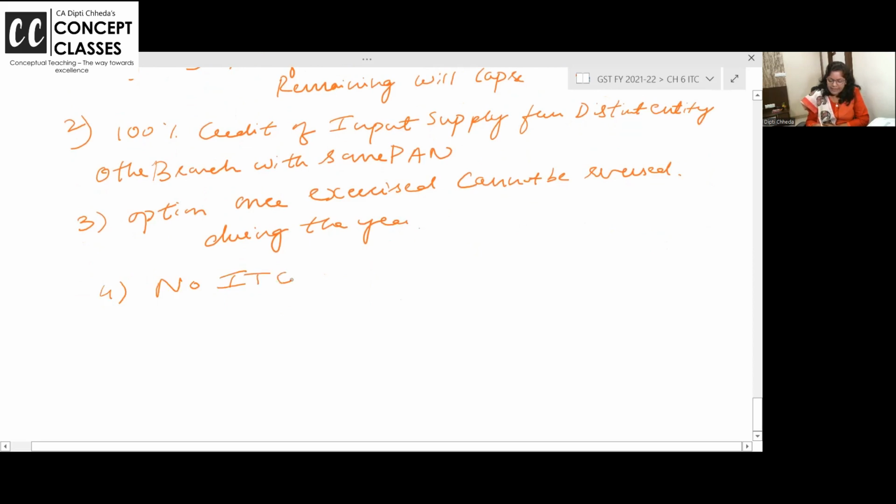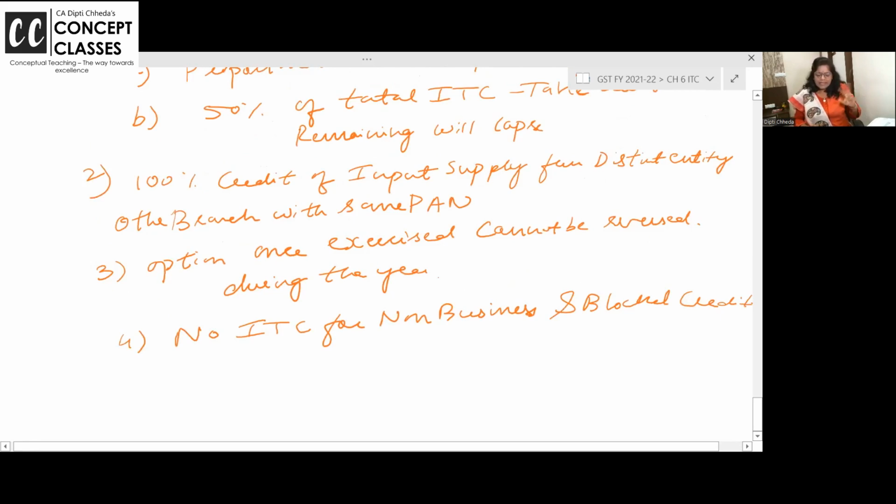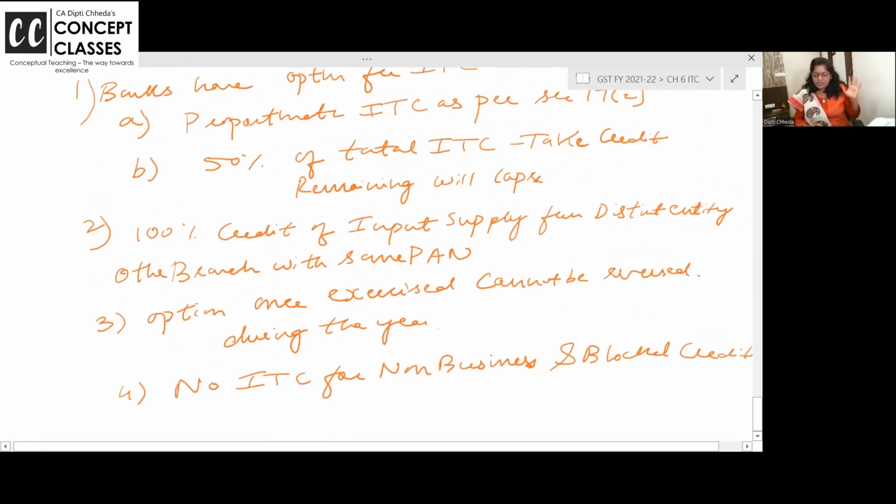No ITC for non-business, section 17(1), and blocked credit. वो तो है, ब्लॉक्ड क्रेडिट पे नहीं मिलेगा, नॉन बिजनेस पर्पस पे नहीं मिलेगा, पर exempted and taxable. Either you can take proportionate or you can take 50%. Whatever is the ITC for banks, 50% they can avail ITC, remaining will lapse. Whatever decision you take, stick to that. 100% of ITC for supplies received from other banks.